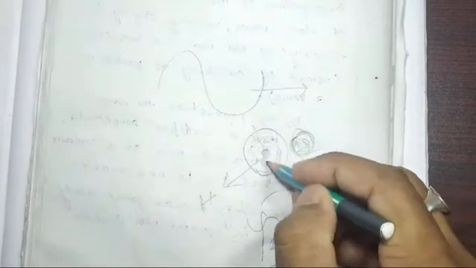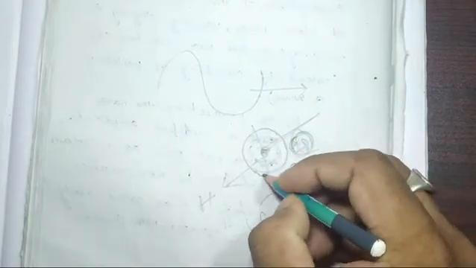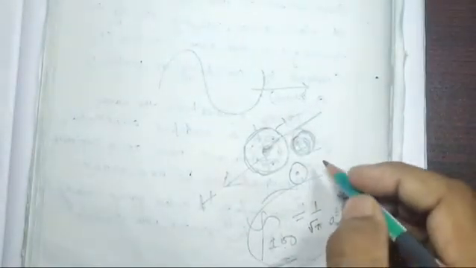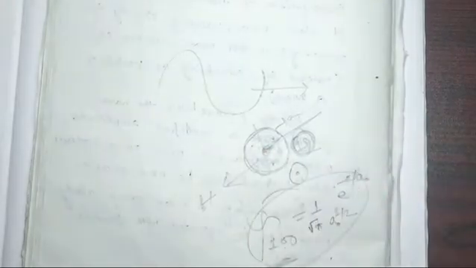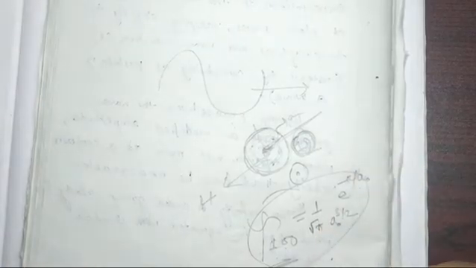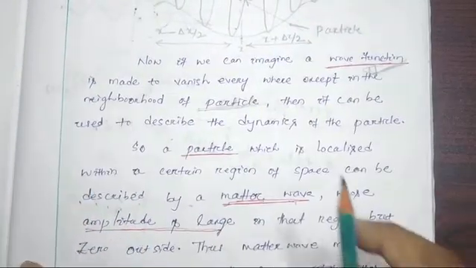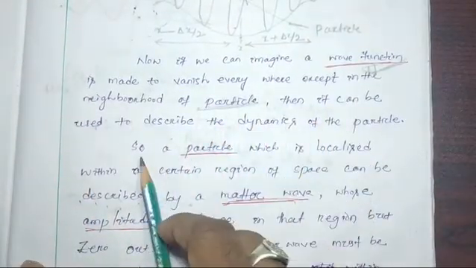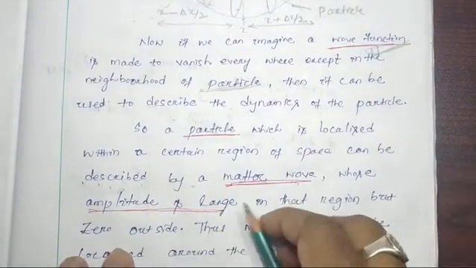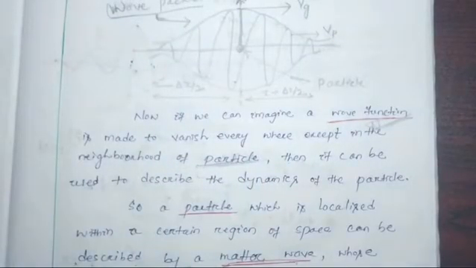So here r denotes the distance from the nucleus, and a0 is the average distance or the maximum distance, the so-called Bohr's radius. So this is the wave function which represents the electron's dynamics inside this orbital. Likewise, whenever we talk about microscopic particles, a particle which is localized within a certain region of space can be described by a matter wave. Now here this wave function can be considered as the so-called particle.